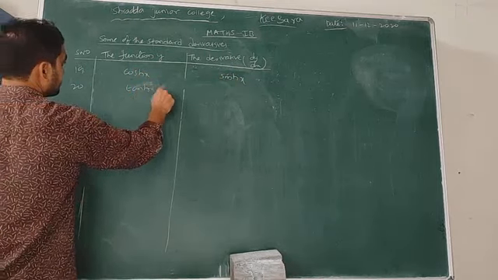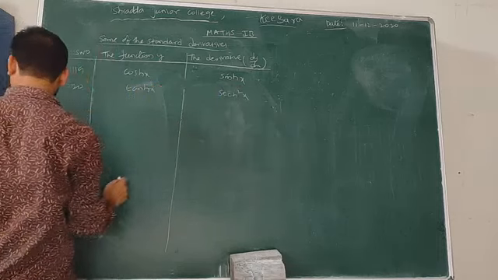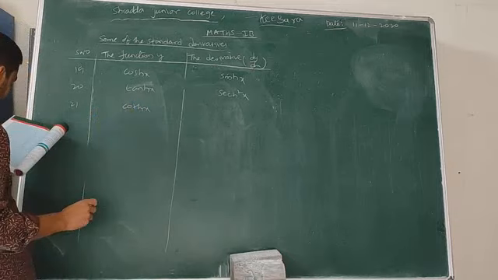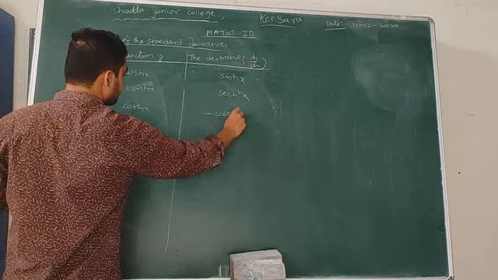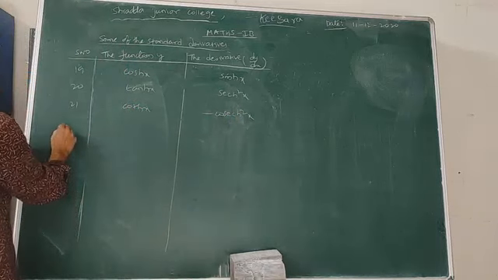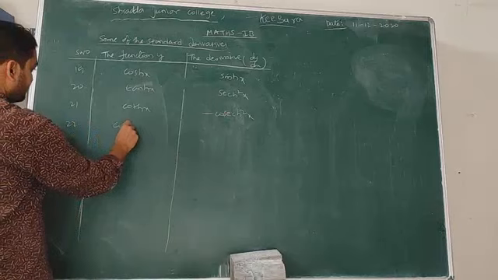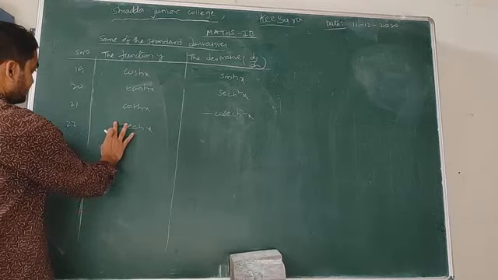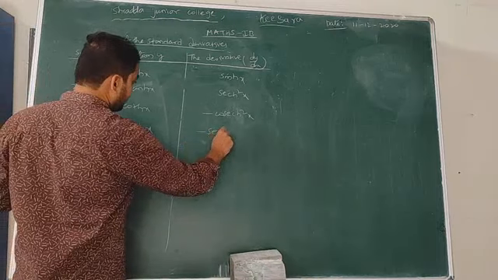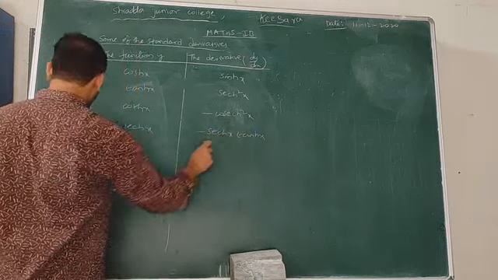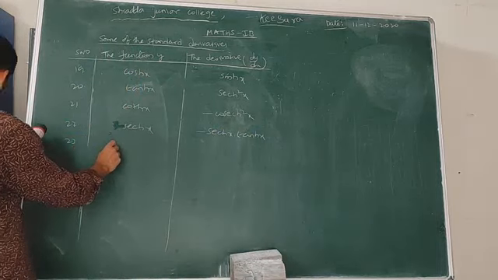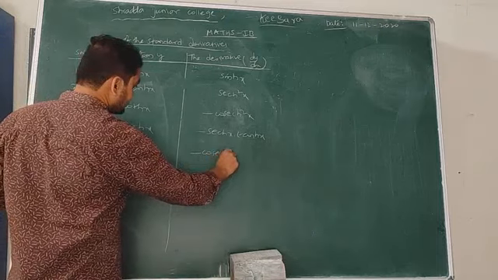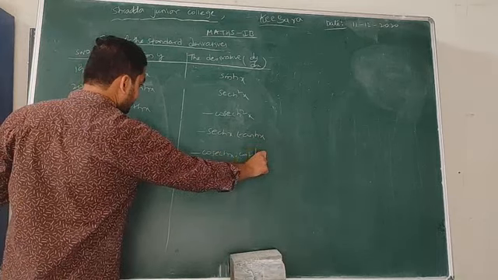d/dx of tanh x, sech square x, d/dx of coth x, minus cosech square x, d/dx of cosech x, d/dx of sech x, minus sech x into tanh x. Next, d/dx of cosech x, minus cosech x into coth x.